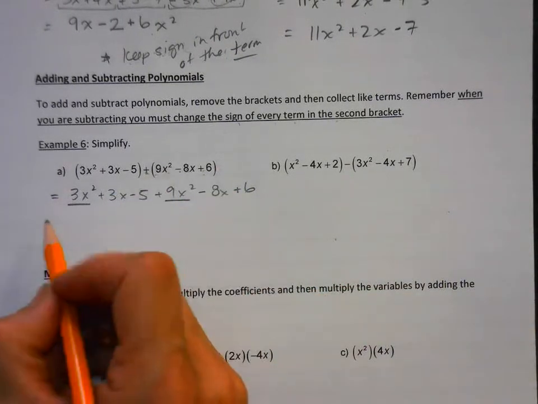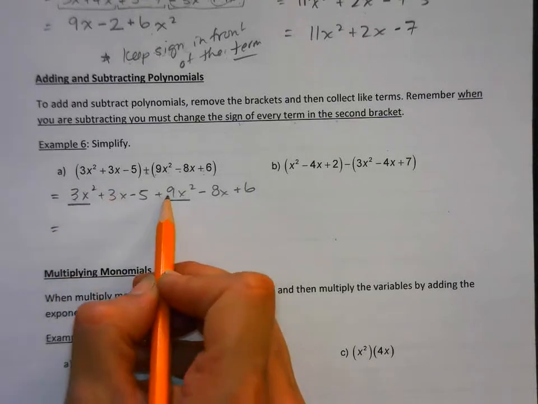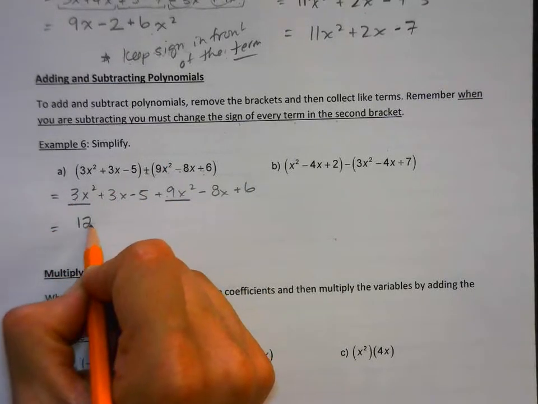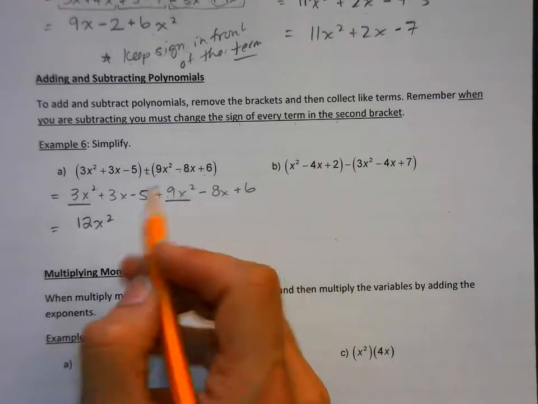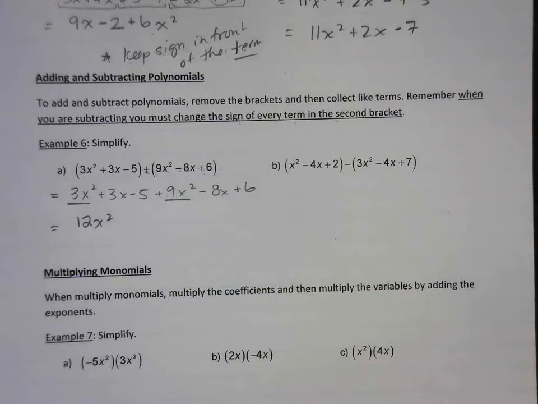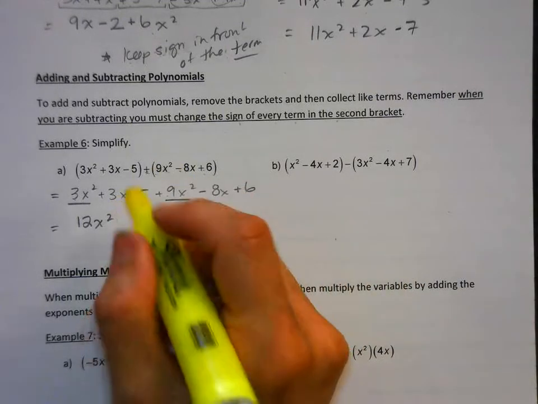And I see only 2 of them, so I'm going to do 3 plus 9 is 12. Well, and that is an x squared term. So now I'm going to go ahead and do the next one. The other thing that is often useful is a highlighter.